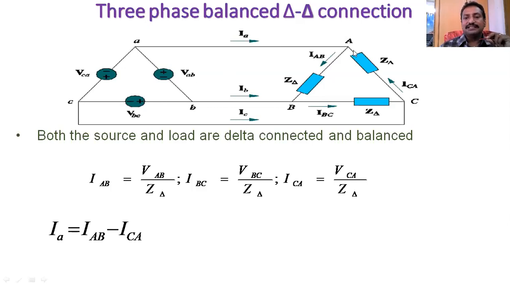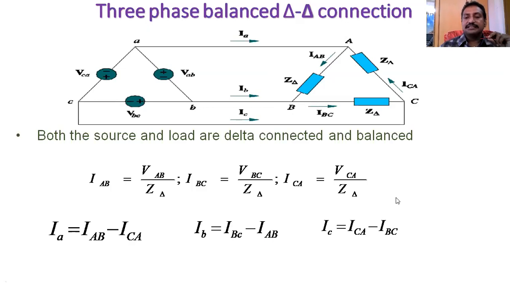For IA, we apply KCL. IA is entering and ICA is entering, but IAB is leaving. So IA plus ICA is equal to IAB. Therefore, IA is equal to IAB minus ICA as per KCL. Similarly, for IB, IB is entering and IAB is entering, while IBC is leaving. So IB plus IAB is equal to IBC. Therefore, IB is equal to IBC minus IAB.